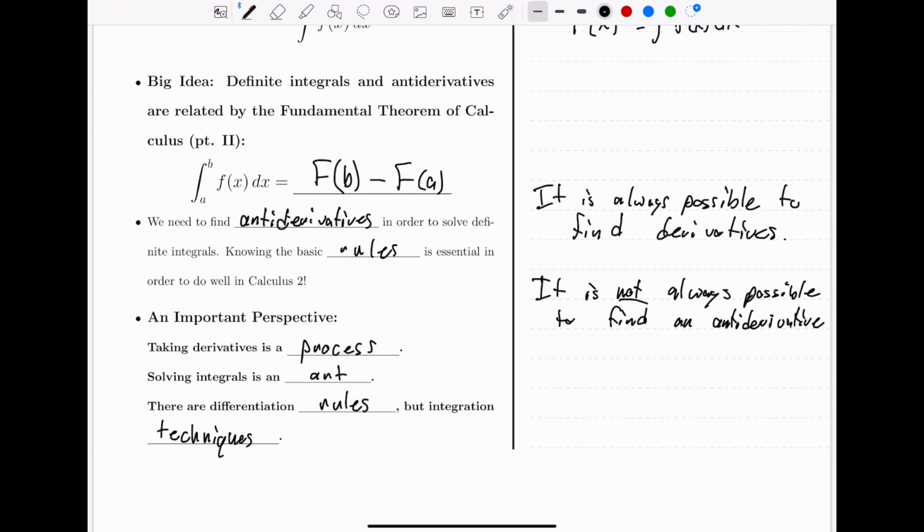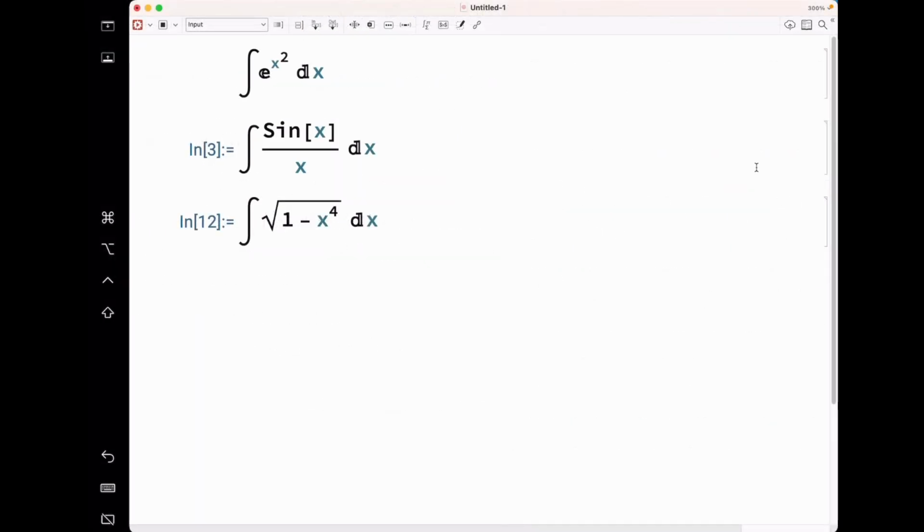Let's take a look at this in Mathematica. All right, so here we have several integrals. We have the integral of e to the x squared, the integral of sine of x over x, and the integral of the square root of 1 minus x to the fourth. These are not terribly complicated functions, and if we thought of taking the derivative, we could take the derivatives of these functions. We'd have to use chain rule, we'd have to use a quotient rule, we'd have to use another chain rule, but we could take derivatives fairly easily here. However, taking the integral or the antiderivative of these functions is a completely different matter.